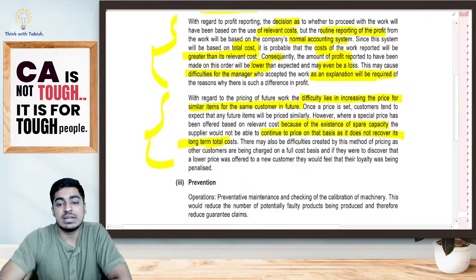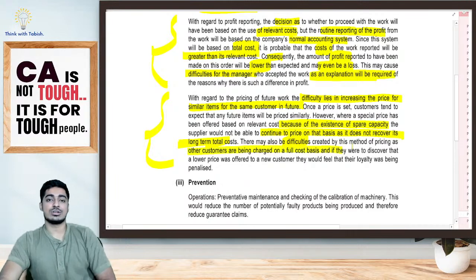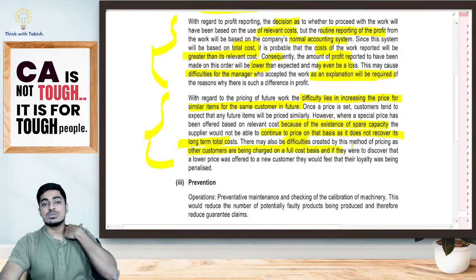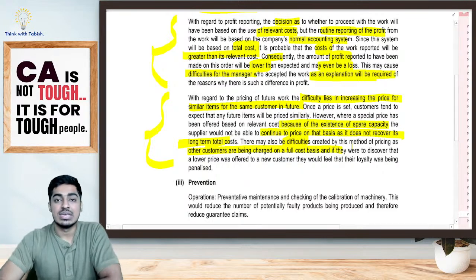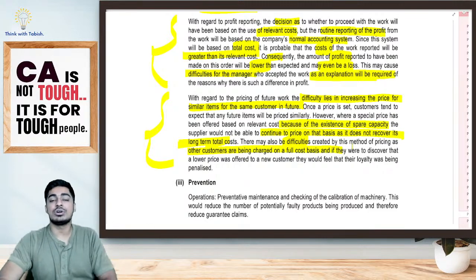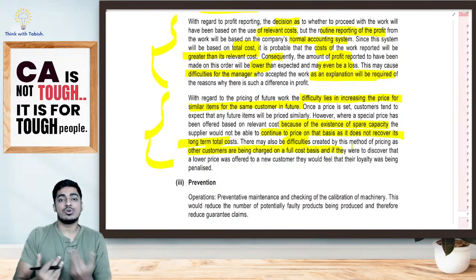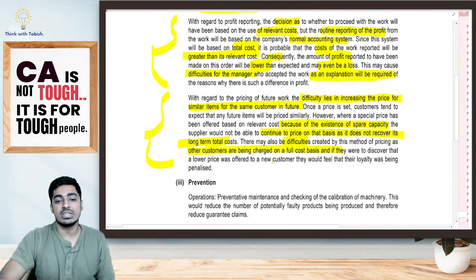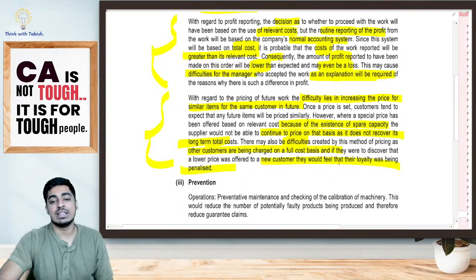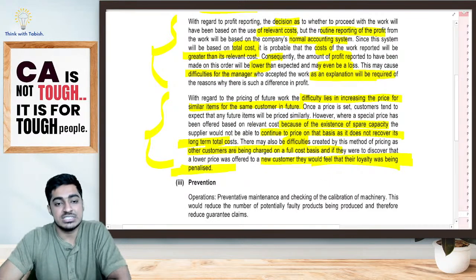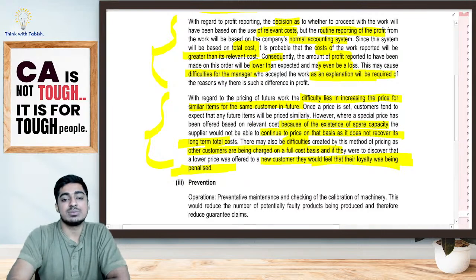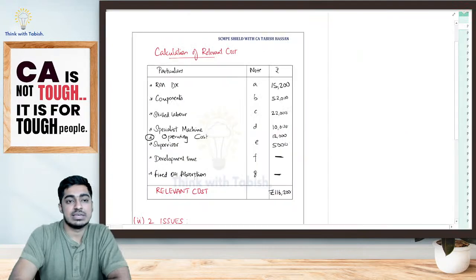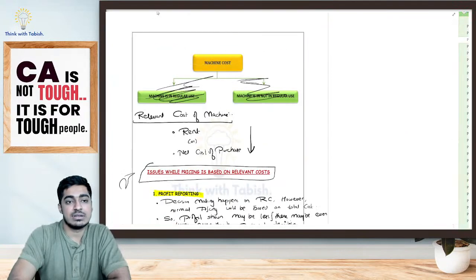Again, there could be difficulties as other customers are being charged on a full cost basis. Yes or no? For my CA Inter student, I gave it at 2000, but for other students, I am charging 4000. If other students came to know that he got it at 2000 rupees, again, there could be a small issue. Yes, that is also another point. They may feel that their loyalty is being penalized. This is an additional point which we can write. Other customers may feel that their loyalty is being penalized. We can write this as well.